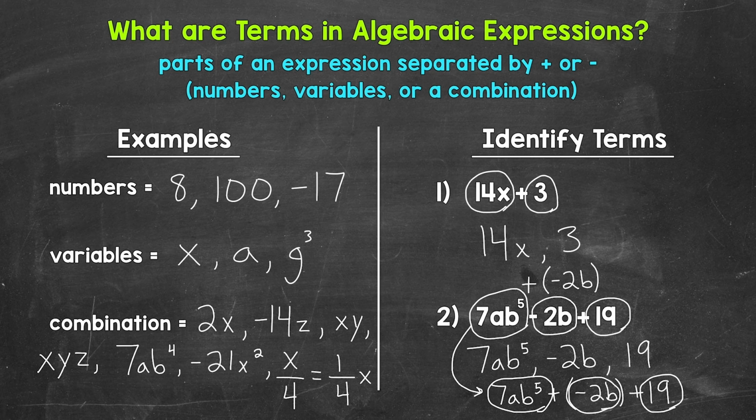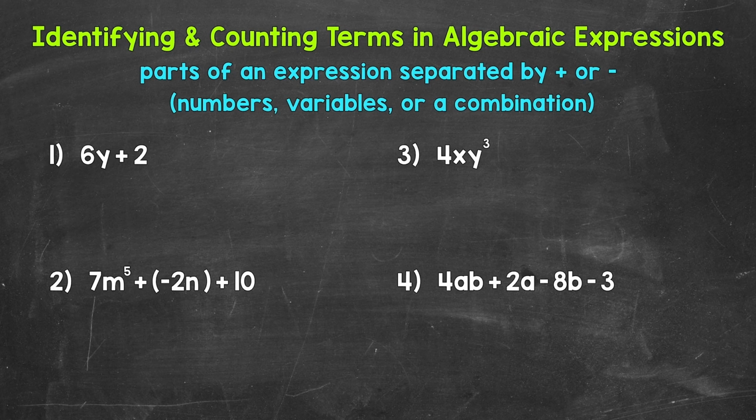So there are the basics about what terms are. Let's move on to more examples. Here are more examples where we will take a look at identifying and counting terms. Let's jump into number 1, where we have 6y plus 2. So we need to look for the terms that make up this algebraic expression.